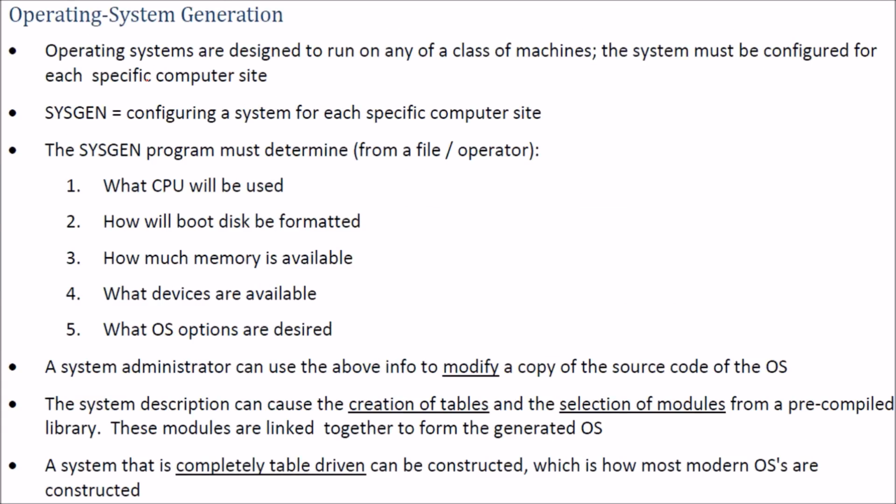Then operating system generation. Operating systems are designed to run on any class of machine, and the system must be configured for each specific computer site. For example, we have sysgen. This is configuring a system for a specific computer site.